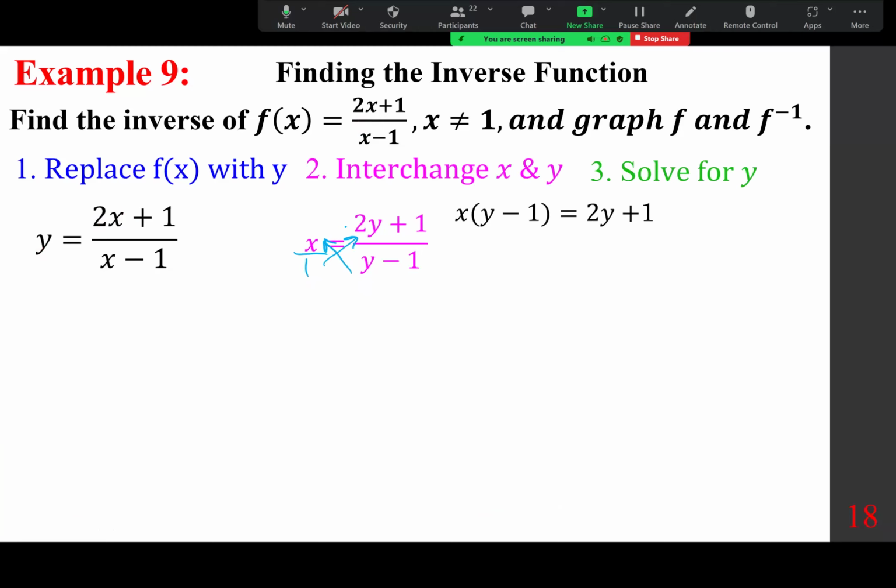So we bring everything involving y together. This is xy minus x. So this moves this way, and this moves this way. We end up with xy minus 2y is x plus 1. Now, on the left side, if I factor the y out, I get x minus 2. If I divide both sides by x minus 2, because I'm solving for y, I get to the answer.